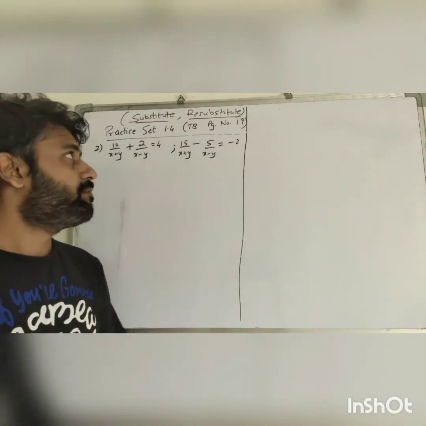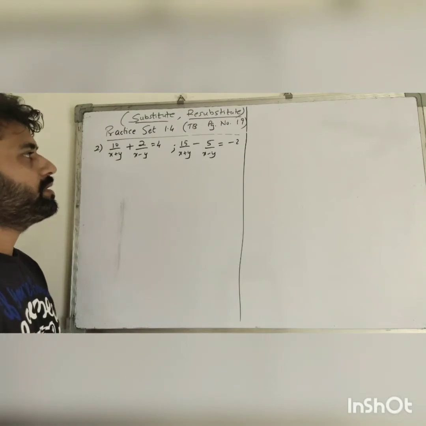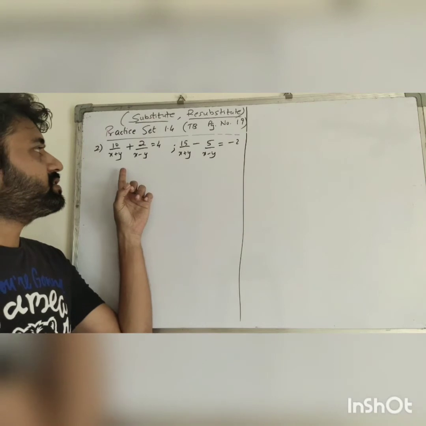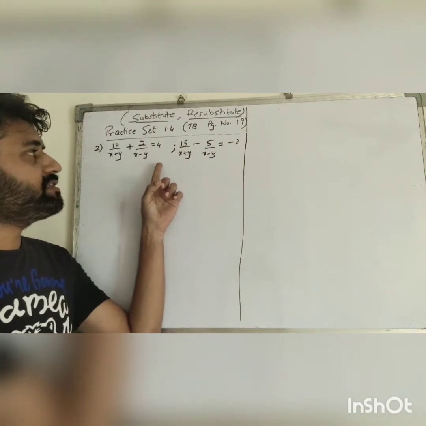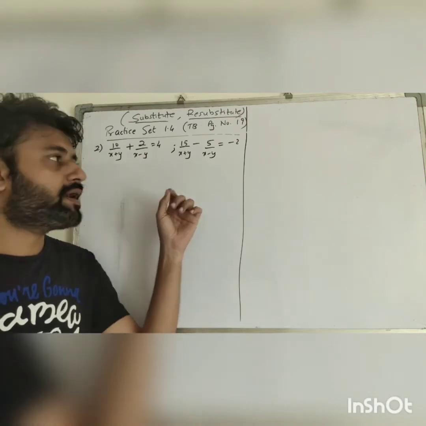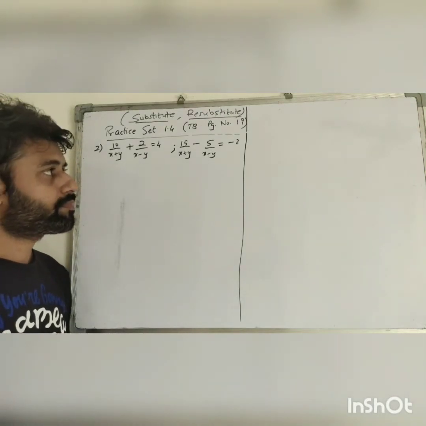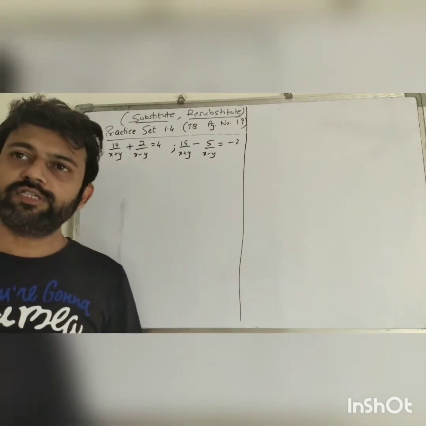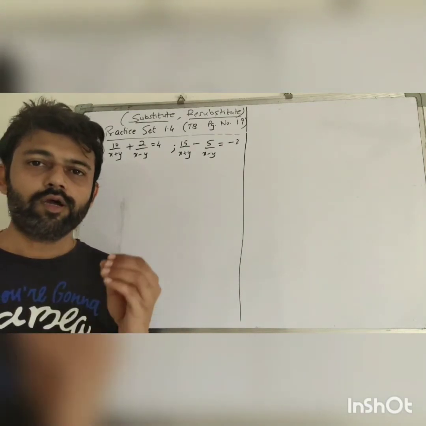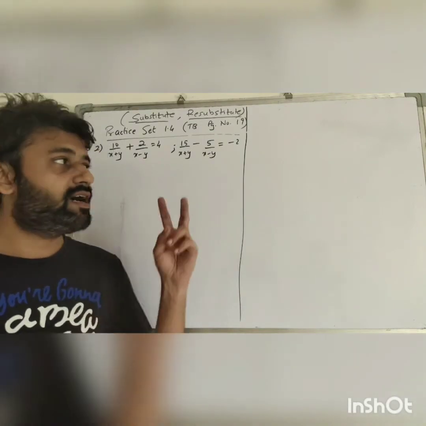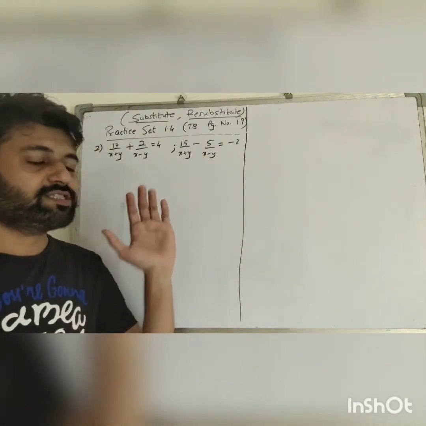Second sum of practice set 1.4. Two equations: 10 upon x plus y plus 2 upon x minus y is equal to 4, and 15 upon x plus y minus 5 upon x minus y is equal to minus 2. These are two equations involving two variables. We know very well these are not linear equations.